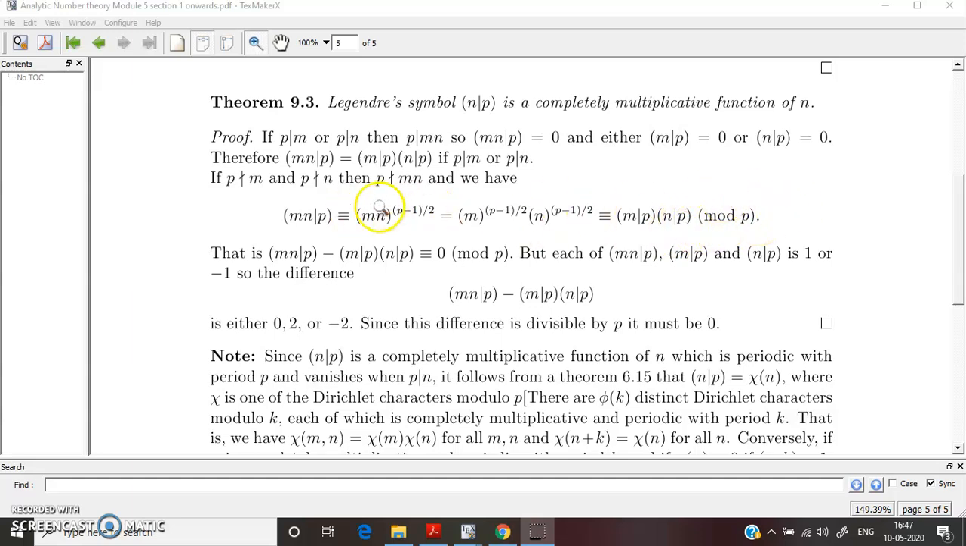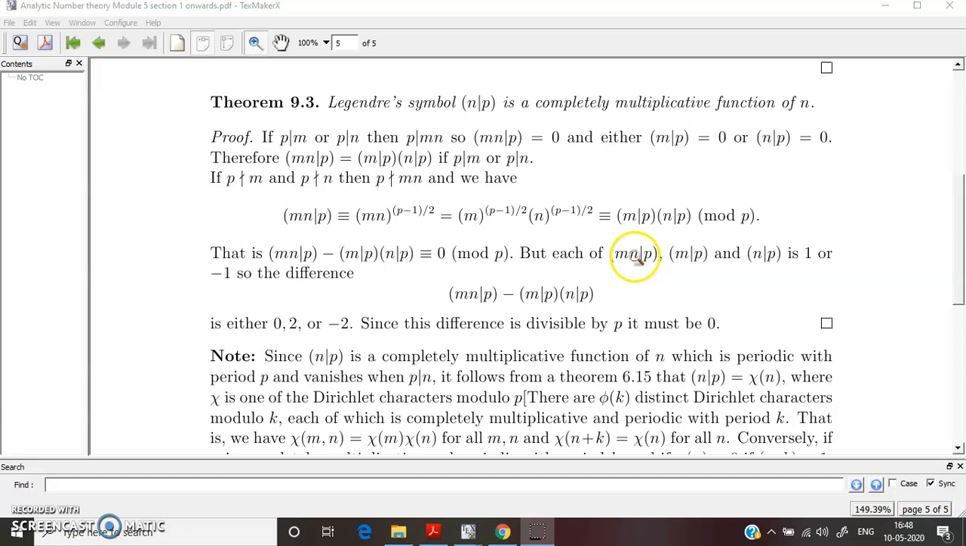So from this concept, we can see that (mn over p) minus (m over p)(n over p) is congruent to 0 mod p. That is written here: (mn over p) minus (m over p)(n over p) is congruent to 0 mod p. So this is what we know.